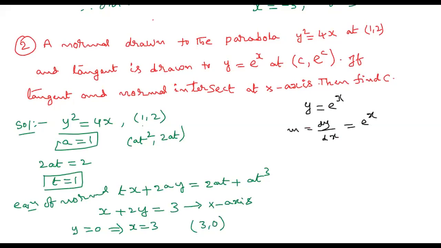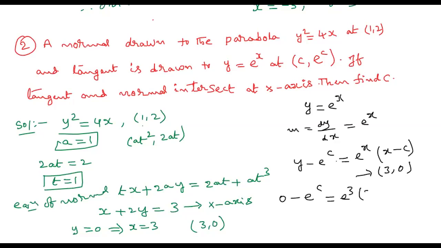Now find equation of tangent at point c comma e power c. Y minus e power c is equal to m. M means e power c into x minus c. This is the equation of tangent and it is passing through 3 comma 0 only. Substitute here. Y is 0 minus e power c is equal to e power c into 3 minus c.